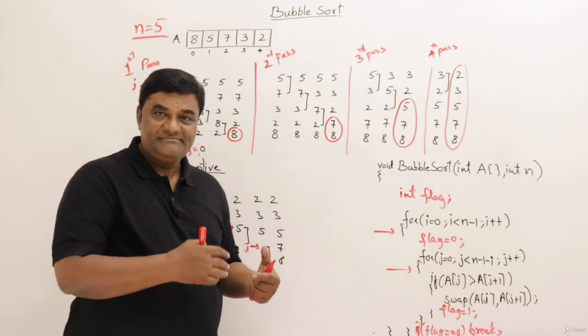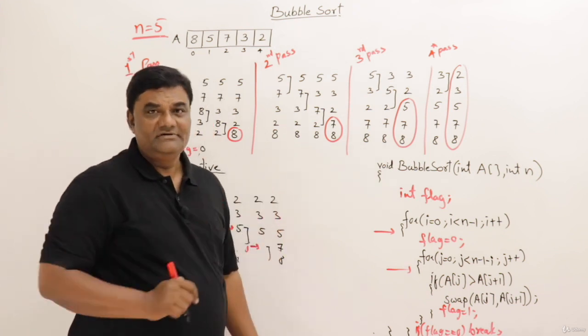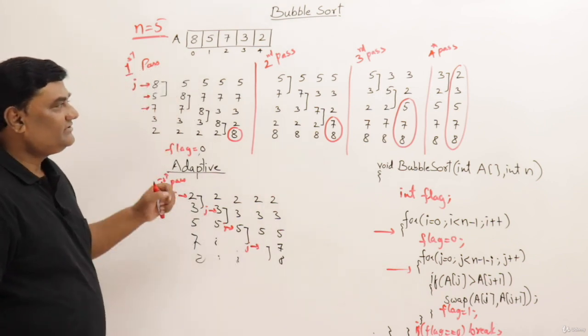So this may happen in first pass or second pass. In any pass it may happen. Whenever it is happening, it will stop. If the list is already sorted, then it will stop after first pass only.